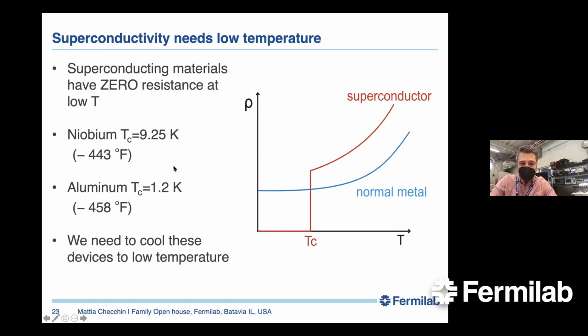There are several metals that are superconducting, and specifically what we use for our devices is niobium, which has a transition temperature of 9.25 Kelvin, so minus 443 Fahrenheit, more or less, and aluminum, whose transition is at 1.2 Kelvin, so more or less minus 460 Fahrenheit. Which means that all the devices that we study here at Fermilab need to be cooled down to really low temperature.